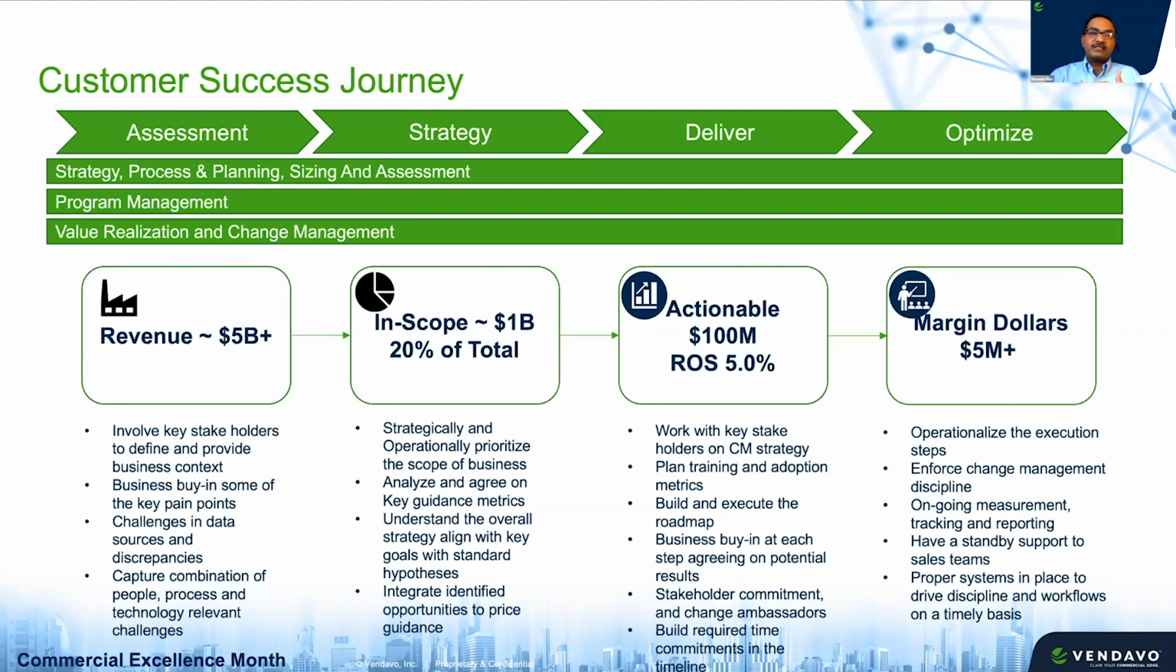And this is part of it. This is an iterative process. But what we want to show here is that on that 100 million, we were able to show a value of return on sales of 5%. And then that turned into a $5 million benefit to their bottom line, which is almost close to 12 to 15% margin improvement on their current margins.